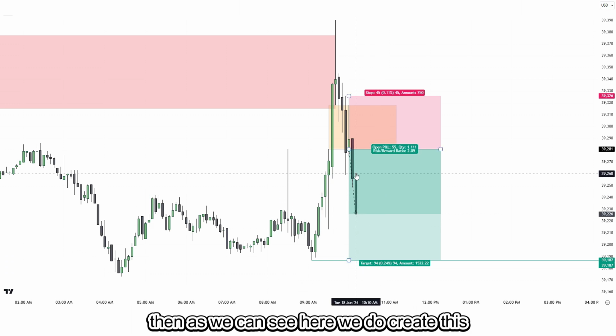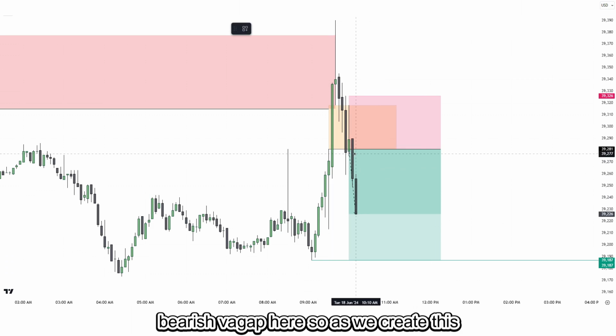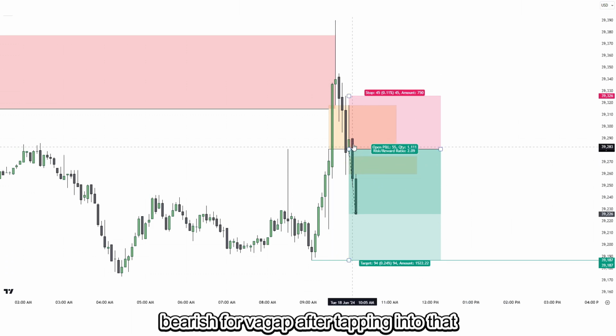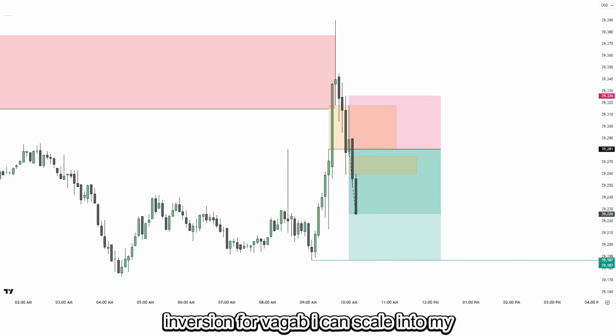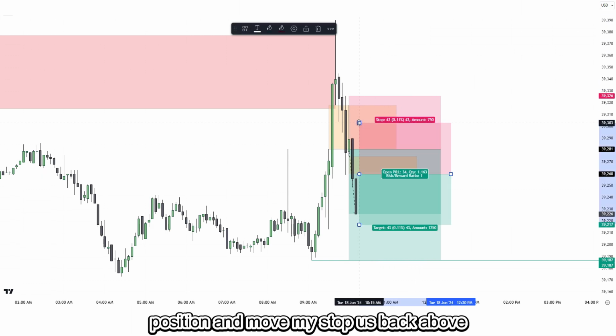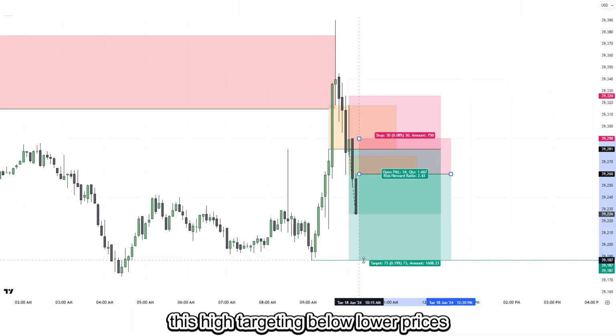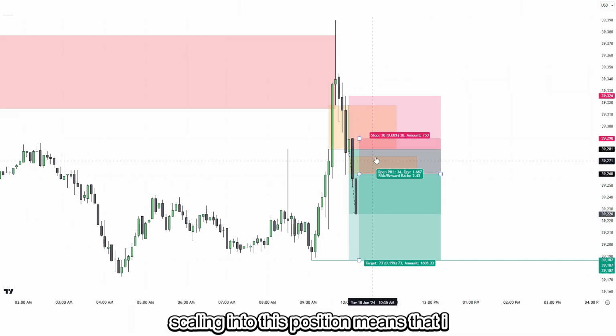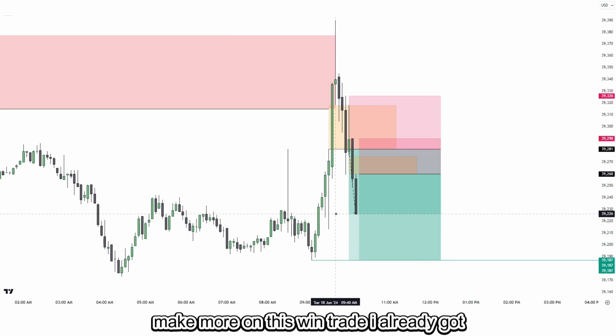Then as we can see here, we do create this bearish fair value gap. So as we create this bearish fair value gap, after tapping into that inversion fair value gap, I can scale into my position and move my stop loss back above this high, targeting below lower prices. Scaling into this position means that I make more on this swing trade.